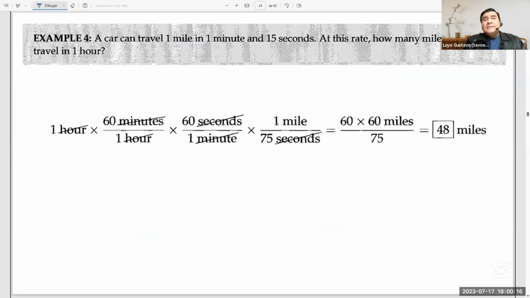What in the end is the answer? 48 miles. That's the result of the conversion. So 1 hour for this car is equivalent to driving 48 miles. Let's try one more.